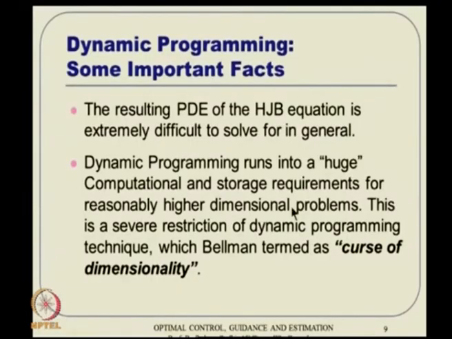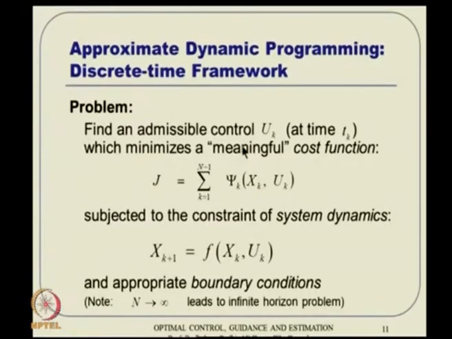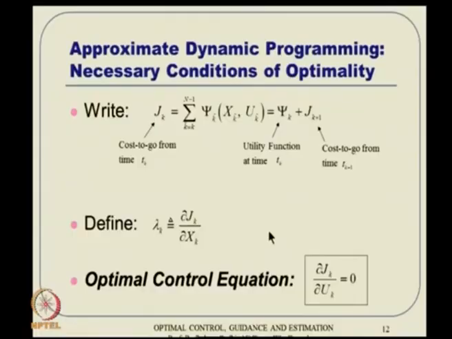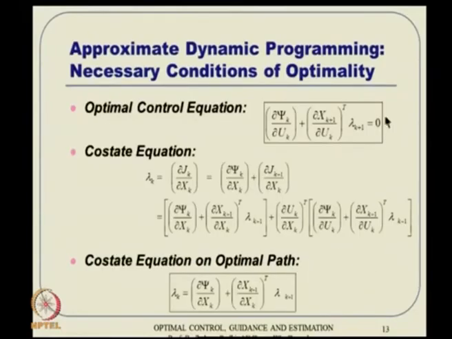To avoid that, there are recent ideas called approximate dynamic programming, formulated in the discrete time framework, where the cost function is like this and the state equation is in the discrete domain, x k plus 1 is like this. We write it in a way very similar to dynamic programming. The cost to go from time tk is the utility function at time tk plus the cost to go from time tk plus 1. Then defining lambda k as del J by del xk, the optimal control equation to be satisfied is del Jk by del uk equal to 0, and this leads to the condition that this expression has to be 0.